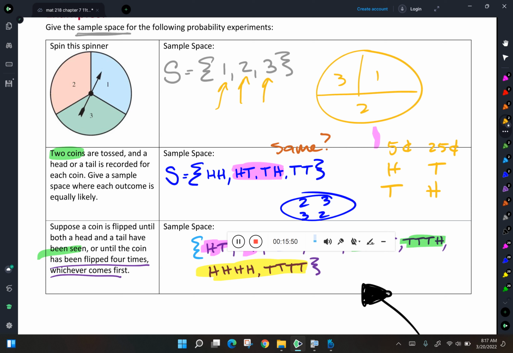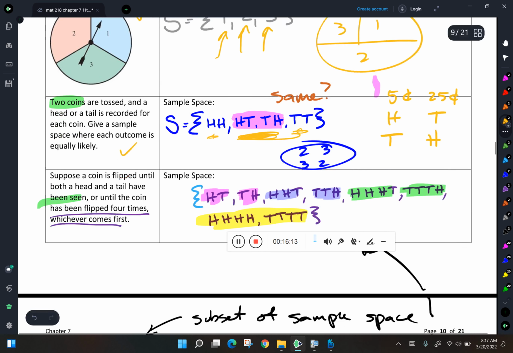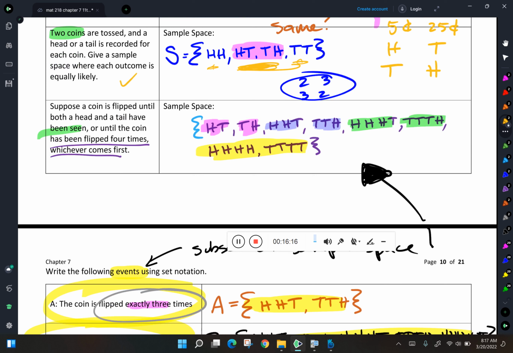So an equally likely outcome experiment is an experiment where all of the outcomes in the sample space have the same chance of occurring. That one, equally likely. This one, equally likely. The coin can land either way. So getting 2 heads is the same as getting a head and a tail, or a tail and a head is the same as getting 2 tails, right? Now this experiment is no longer equally likely.